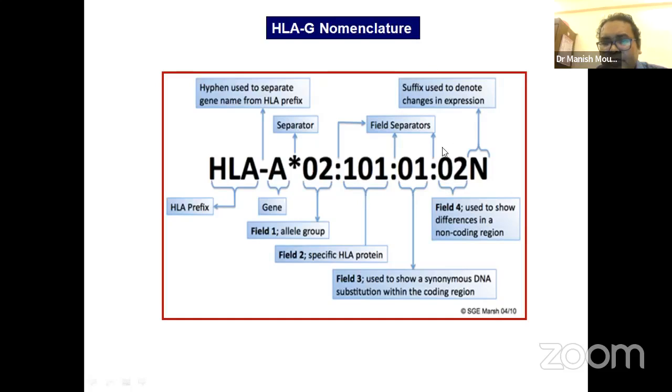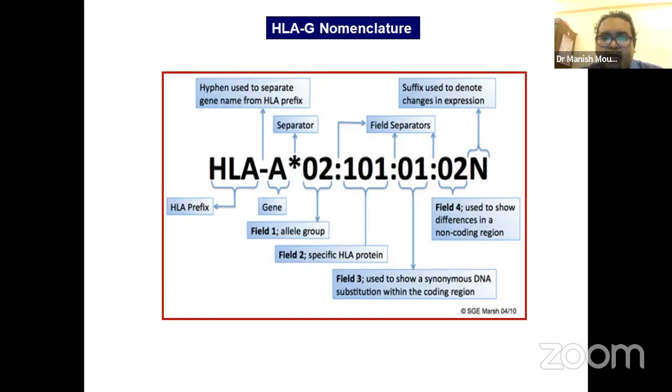The fourth field defines the non-coding region, meaning the intronic region, and also defines the nature of expression of an HLA molecule. Like N means null allele, the molecule is not going to express on the surface. L means low expression, H means high expression. So there are a lot of ways to express the expression of the HLA molecule over the surface of a cell.